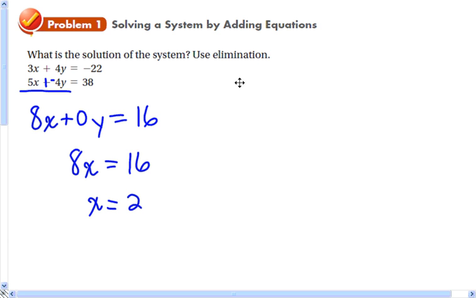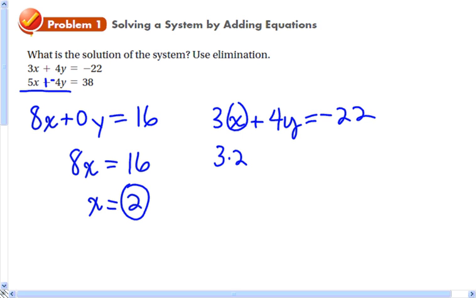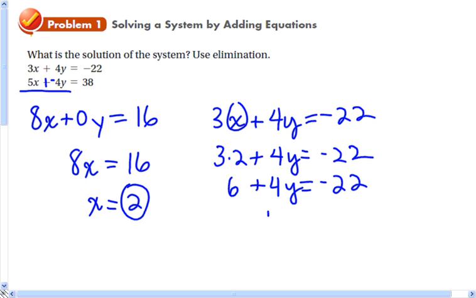So solving by addition, especially if the equations are written in standard form like these two, is a quick way to get the solution to a variable. We're not quite done yet. We still have to figure out what y is. And so we can take either equation and figure out what y is. So I'm going to just substitute 2 for x there. So 3 times 2 plus 4 times y is equal to negative 22. And that's 6 plus 4y when I simplify it. Let's subtract 6 from both sides. If I do that, I get 4y is equal to negative 28. And divide both sides by 4, and I get y equals negative 7.